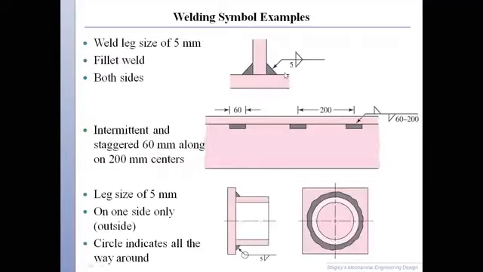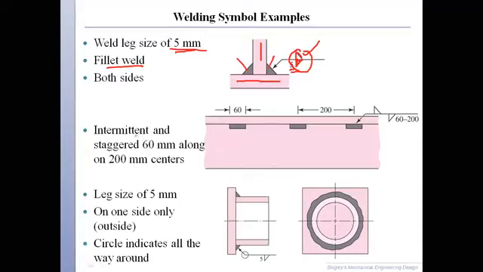Now if you look at these examples here, so let's say this part is welded to this one with a fillet weld, and which is 5 millimeter in size, and it is welded on both sides. Look here, on one side and then on the other side. So this symbol shows that it is welded on both sides, okay, with 5 millimeter.